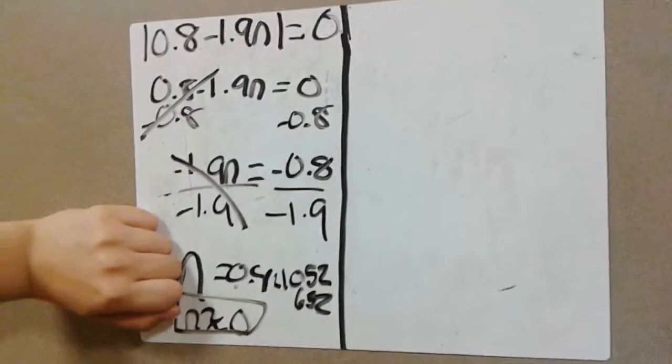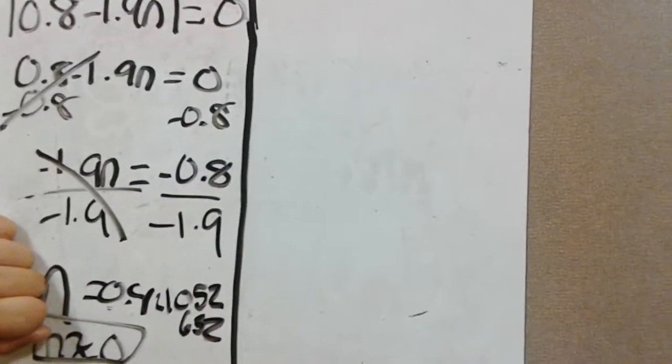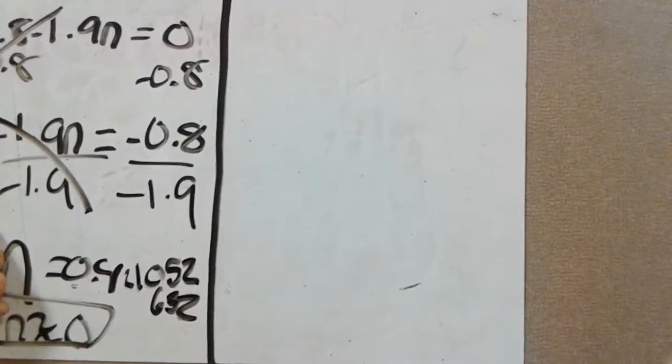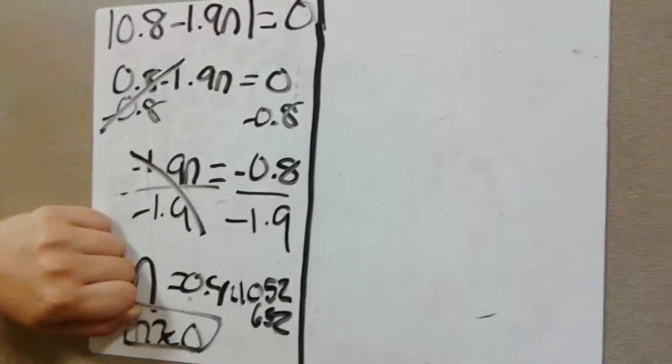Okay. And as you look at the first equation, it equals 0. And there is no such thing as negative 0 or positive 0. So we are already done with this problem. So let's try one more problem.